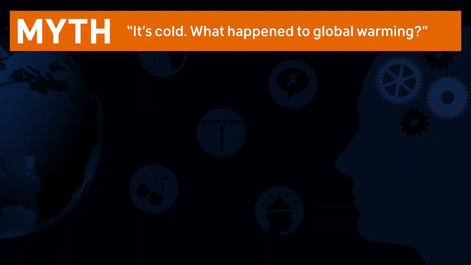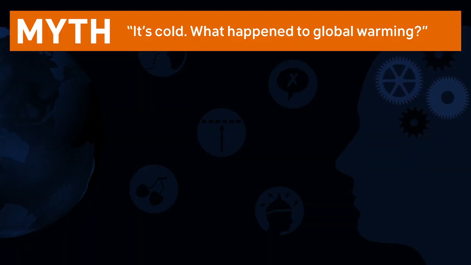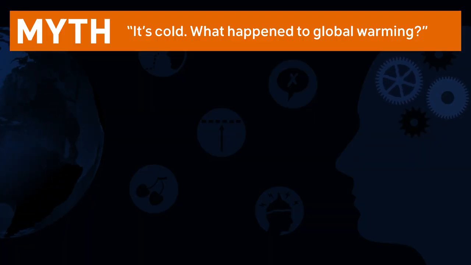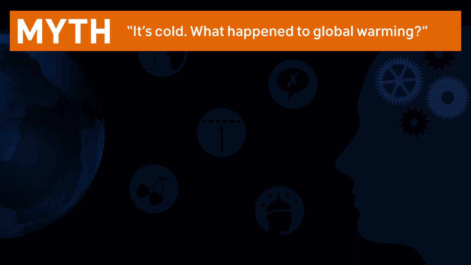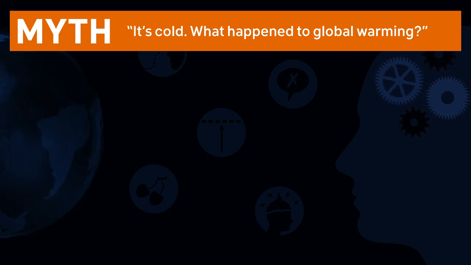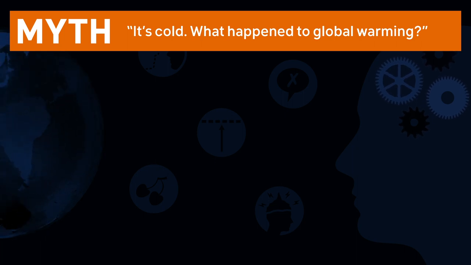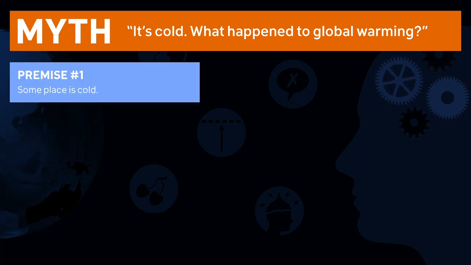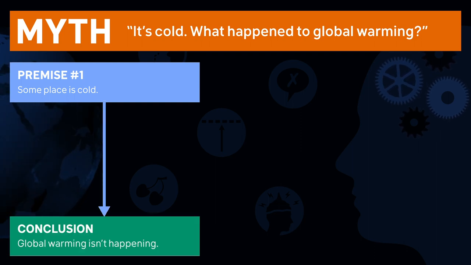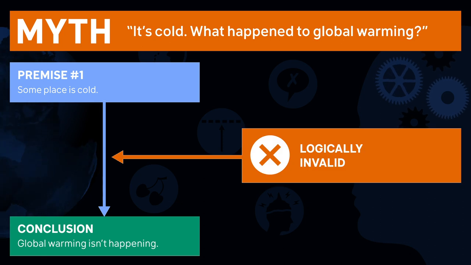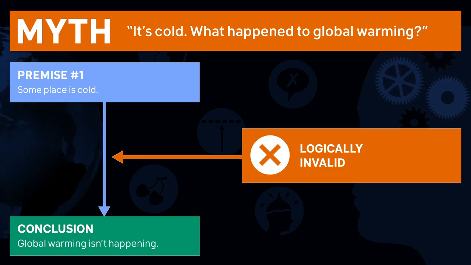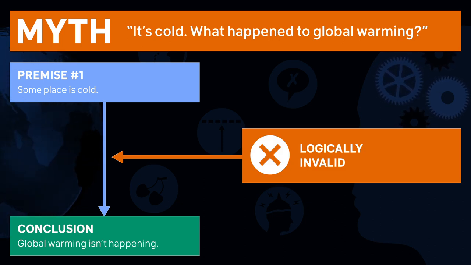We want you back. First, let's deconstruct this claim into an argument structure. The claim is that the weather is unusually cold and therefore global warming isn't happening. This argument starts with the premise that some part of the world is experiencing cold weather. The conclusion is that the world isn't experiencing global warming. Second, is this argument logically valid? In this case, no. The conclusion doesn't follow from the premise. Just because it's cold somewhere, it doesn't necessarily follow that global warming isn't happening.